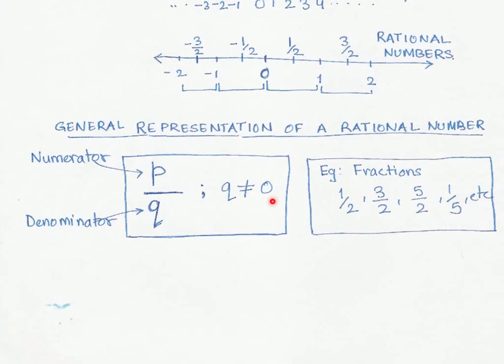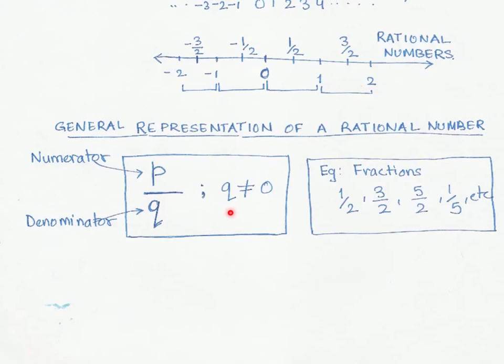So the number on the top is known as a numerator. So in this case, p is a numerator, and the number below is known as the denominator. So q is a denominator, and the key condition for rational numbers is that the q must not be equal to 0. The denominator should not be equal to 0.